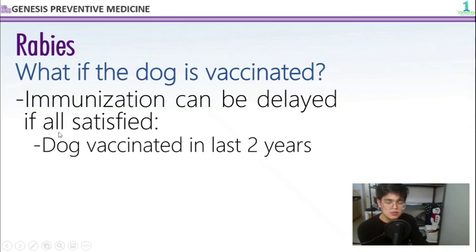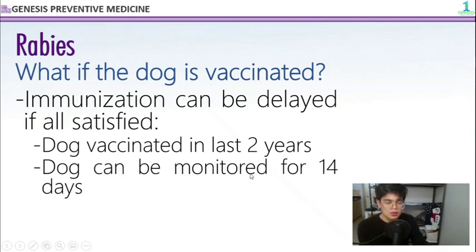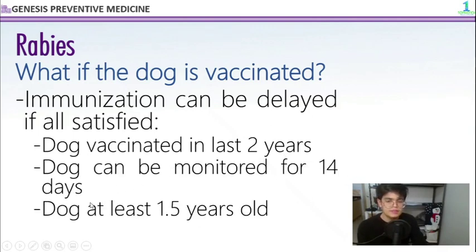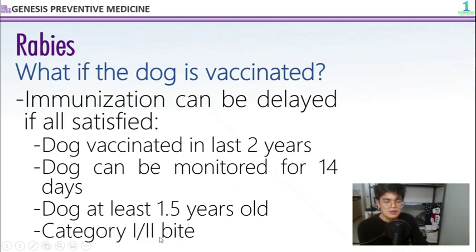So take note, if all are satisfied: the dog was vaccinated within the last 2 years, the dog can be monitored for 14 days, obviously, the dog is at least 1.5 years old, and the bite is only category 1 or 2. If you fulfill all of these conditions, then you can advise the patient that yes, we can delay immunization for you, the human being, and wait for 14 days.